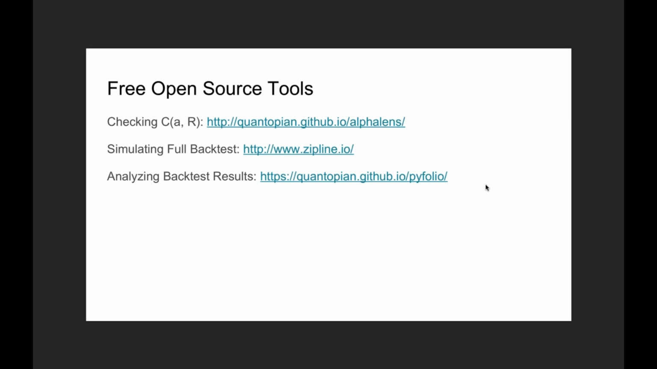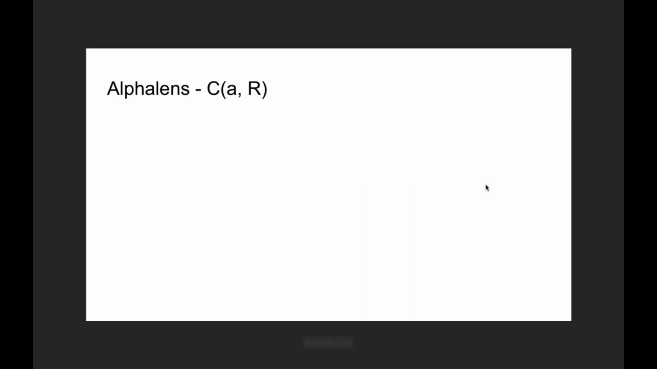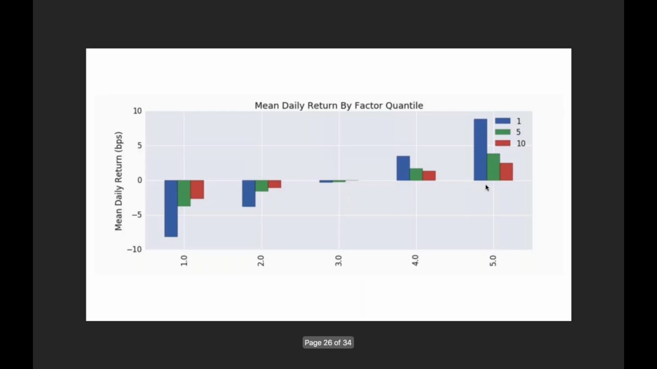So we're a huge fan of open source software. It's kind of always been part of our core mission statement. And towards that, I just want to give you a quick preview of how some of that might look in real life. So for alphalens and checking the correlation between your predictions and future returns, you're going to see a lot of plots like this.